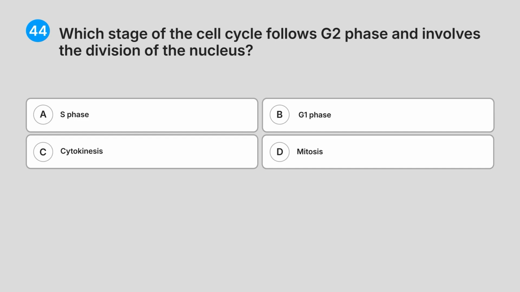Which stage of the cell cycle follows G2 phase and involves the division of the nucleus? A. S phase. B. G1 phase. C. Cytokinesis. D. Mitosis. What do you think is the answer?